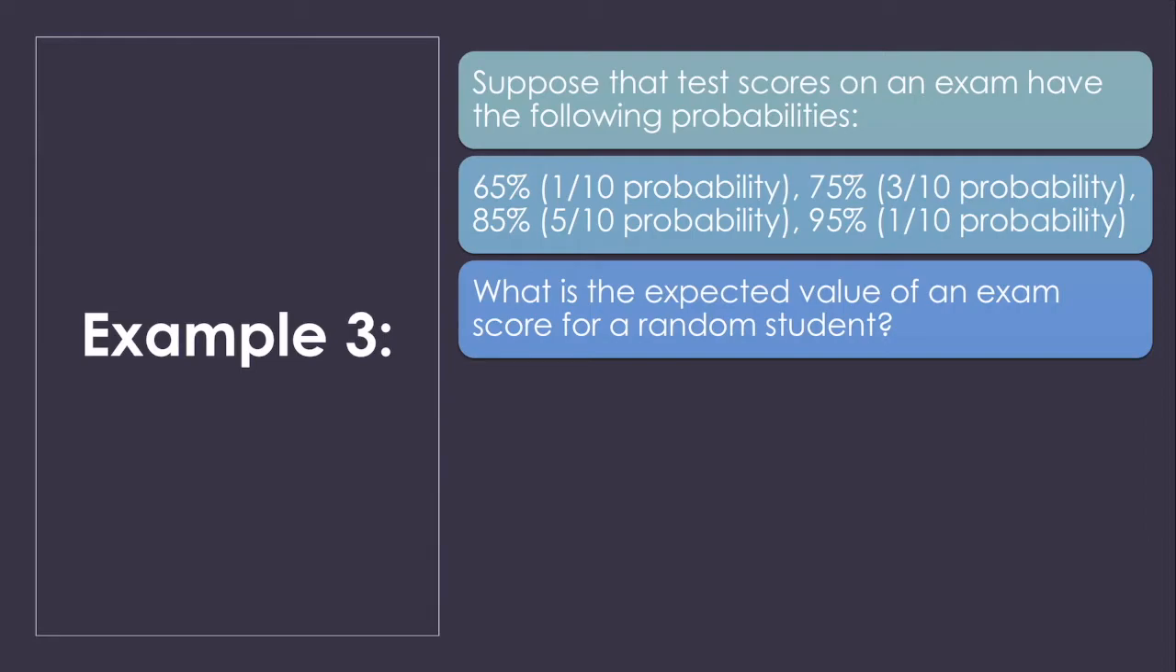Suppose that test scores on an exam have the following probabilities. Getting a score of 65% has 1/10 probability. Getting a score of 75% has 3/10 probability. Getting a score of 85% has 5/10 probability. And getting a score of 95% has 1/10 probability. So from this, we can calculate the expected value or average value of an exam score for a random student. So we take 65 times 1/10 plus 75 times 3/10 plus 85 times 5/10 plus 95 times 1/10. We're trying to figure out their average score. That gives me 6.5 plus 22.5 plus 42.5 plus 9.5, and I would get a score of 81. So the average or expected value score would be 81 or 81%.